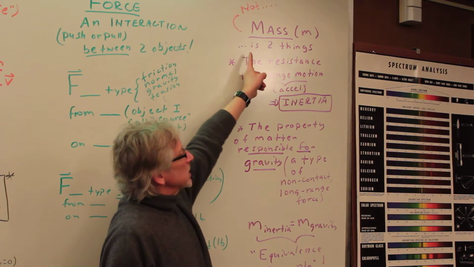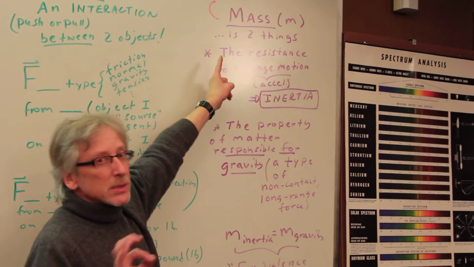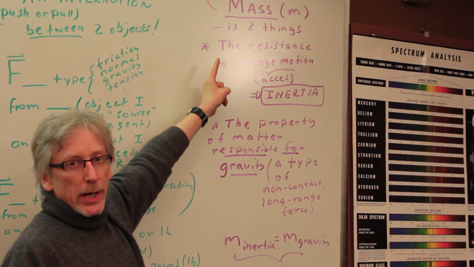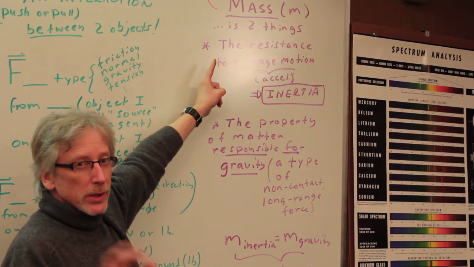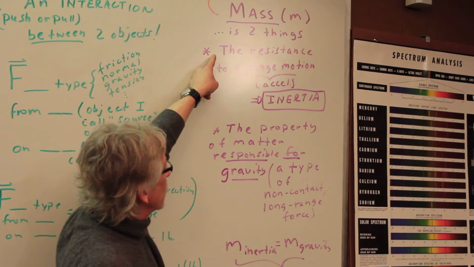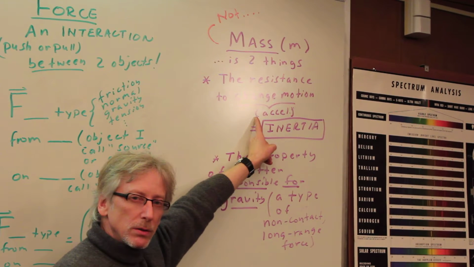Okay? Mass is in fact two things. And to understand this, to miss this point is to miss a very, very deep property of physical reality. Something that Einstein brought in. We'll mention that in a second. So it's just two things. One, it's the resistance to change motion. That is, it's the resistance to accelerate.